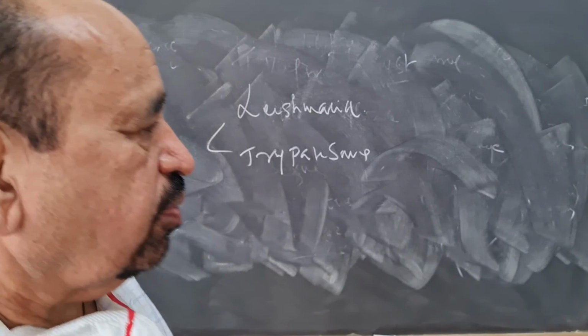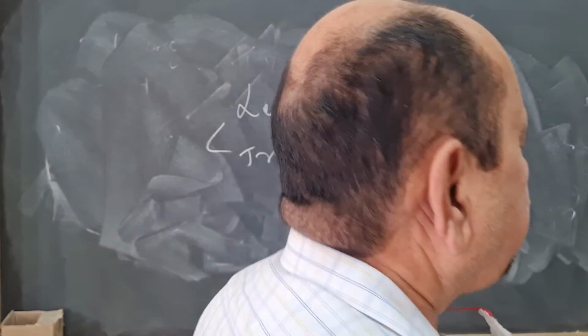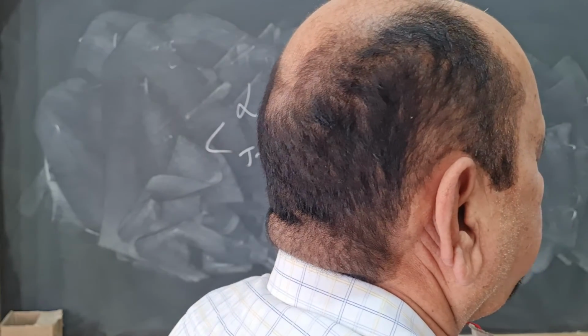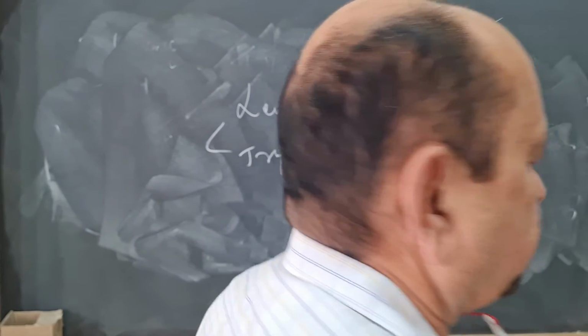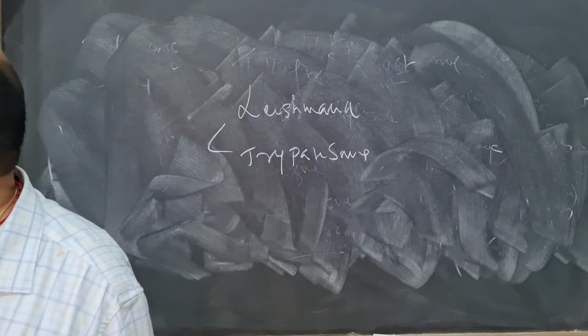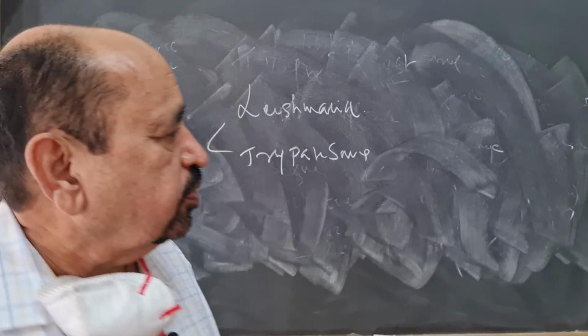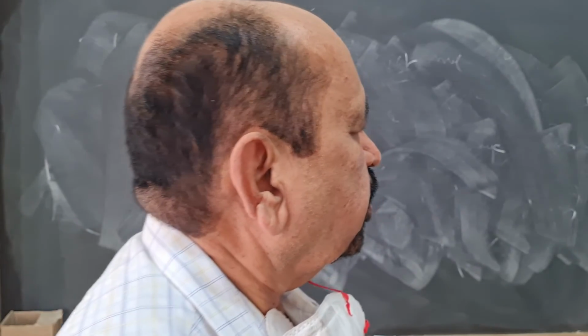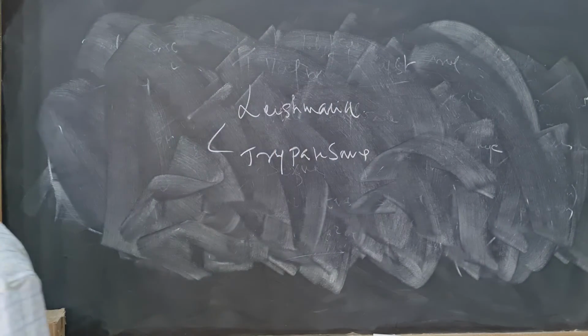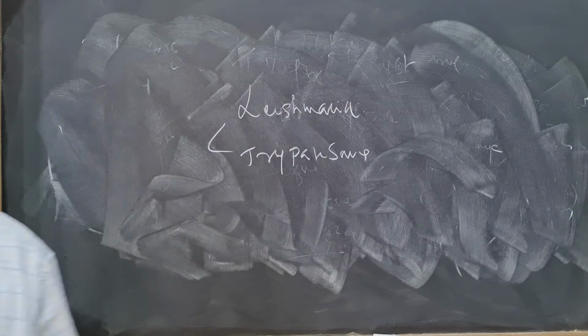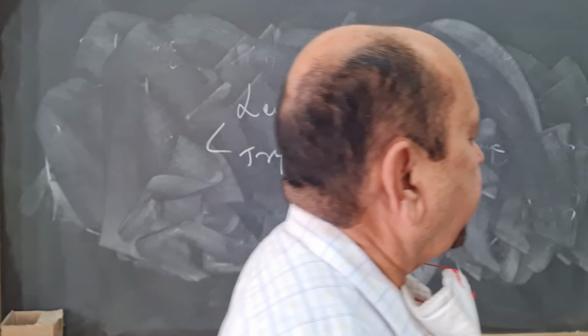So, these are the various forms: amastigote, promastigote, epimastigote, trypomastigote. It's not necessary to remember all these things. I'll tell you what is important.